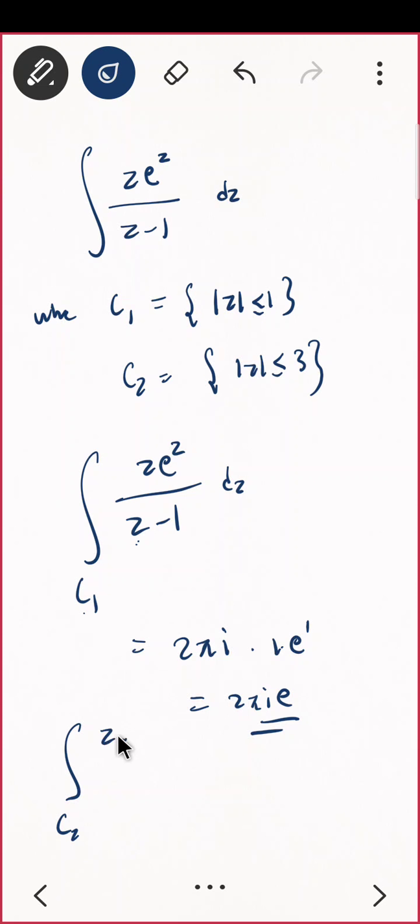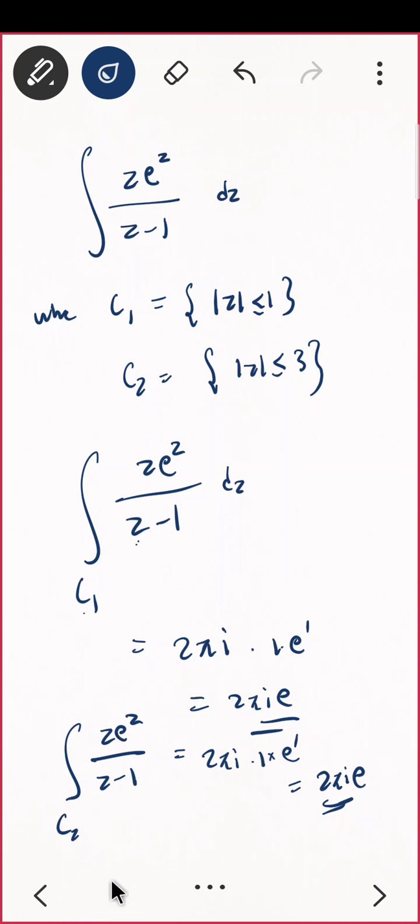Then again you have to see the same thing. Do you agree? That is, whether 1 is interior to C2. Yes, mod z less than 3 is given, so 1 is interior to that, and again the same thing, the answer will be 2 pi i times f of 1, that is 1 into e raised to 1. So the answer is 2 pi i e. In both the cases these are the same. So with this logic we'll be saying something.